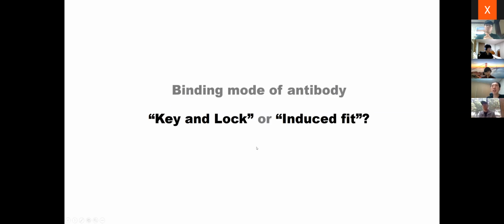Now there are two interesting models. You may have heard these two models for enzyme and substrate binding. When an enzyme protein binds to small molecules, there are two kinds of models. One is key and lock. The key is small and the lock is big. So the key may be a ligand and the lock a receptor, or the lock is an enzyme and the key is a substrate. Or induced fit. In the beginning, they don't bind to each other very well.